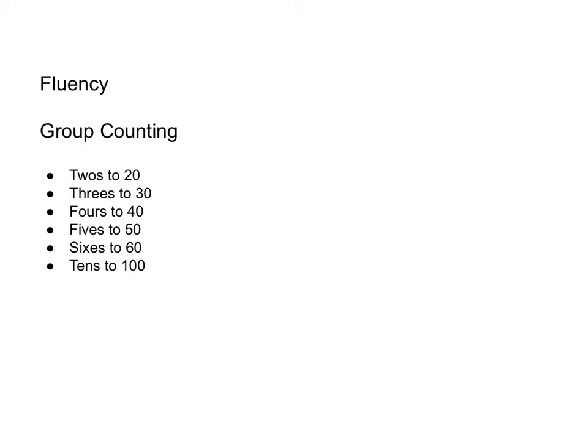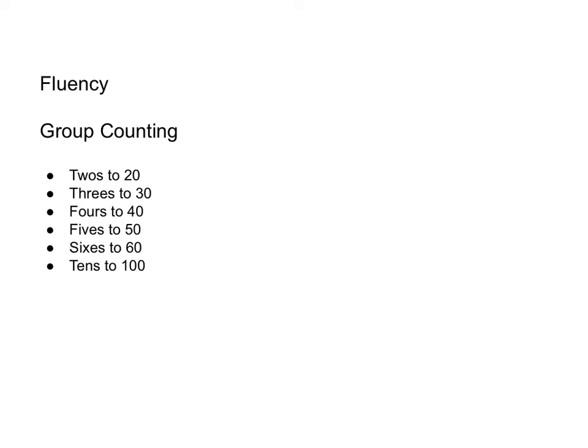So 4, 8, 12, 16, 20. Let's stop at 20 and go backwards. 20, 16, 12, 8. Now forward. 8, 12, 16, 20, 24, 28, 32, 36. Let's stop at 36 and go backwards.